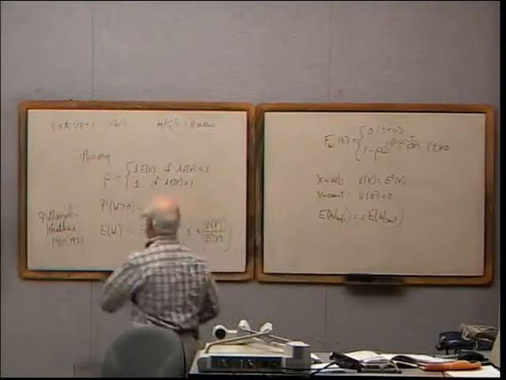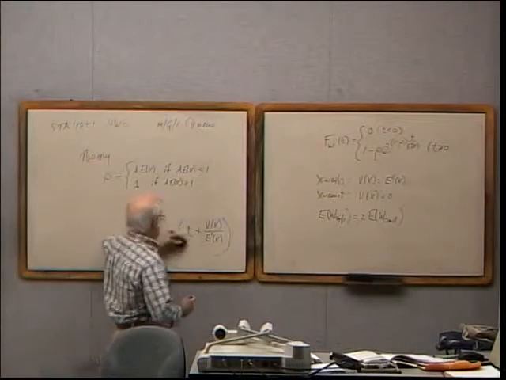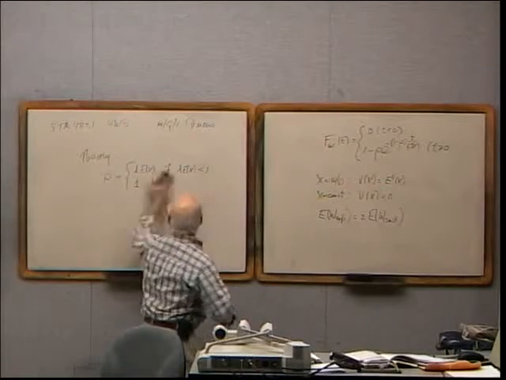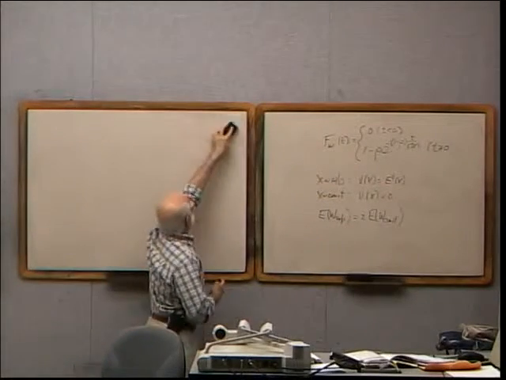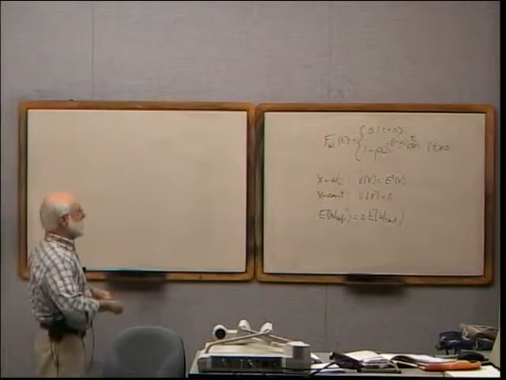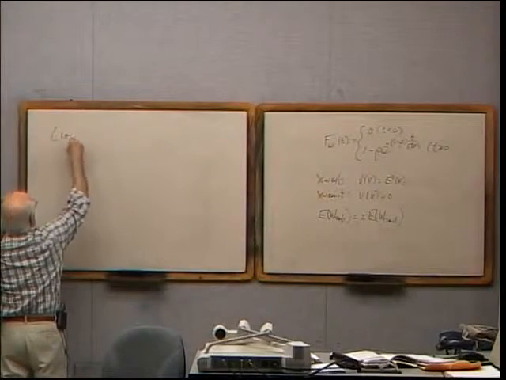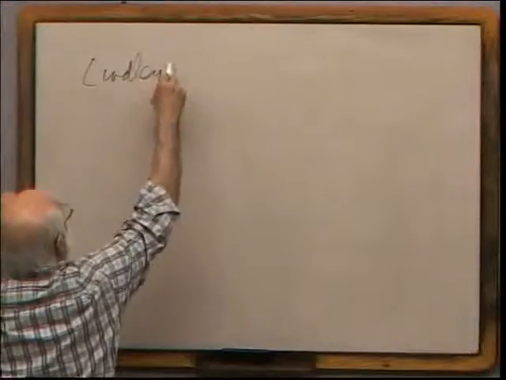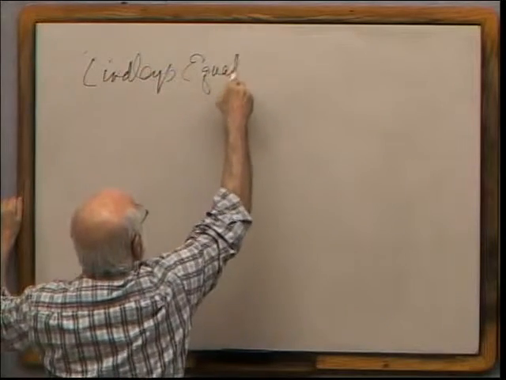Okay, so here's the theory. And now what I'm trying to do is show how, if you're clever, simulating something that looks as complicated as a queue can really be very easy. And the idea is this. This is called Lindley's equation. And it goes sort of like this.